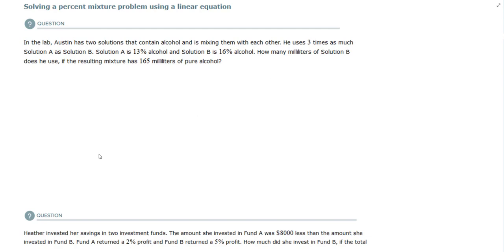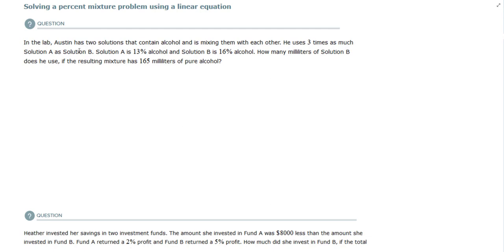Solving a percent mixture problem using a linear equation. So mixture problems, you're going to be comparing two quantities or trying to understand two quantities, and they're going to tell you a few different things about the quantities, and you have to put it all together and make an equation. So the way I always do these, and this is a strategy that works well for lots of word problems, especially in this homework 5, is to create a table.